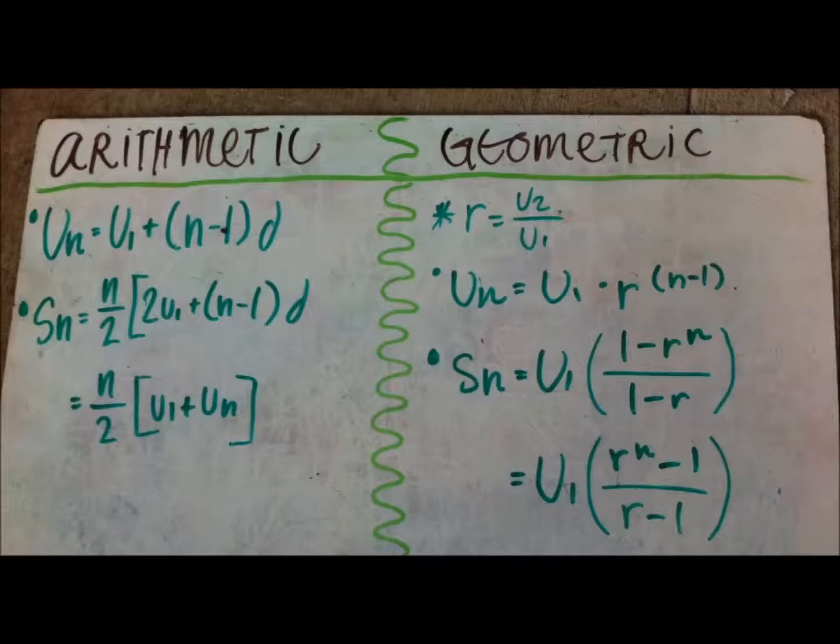In both arithmetic and geometric sequences, S sub n has two formulas that are essentially the same thing. Also note that in geometric sequences, R equals U sub 2 divided by U sub 1.